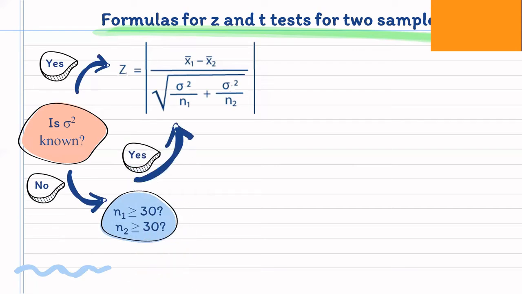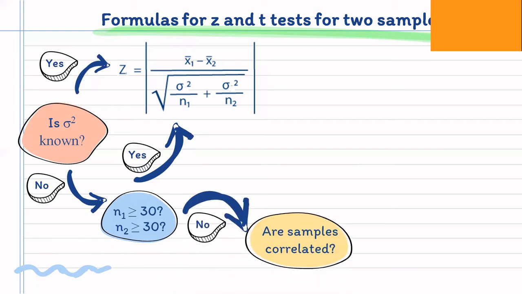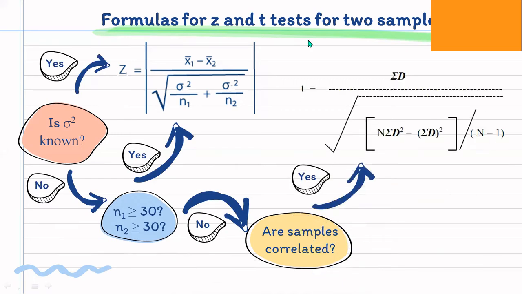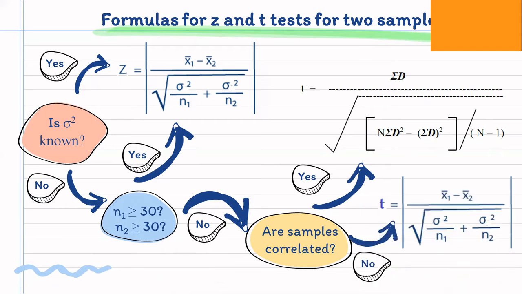But if they are not equal to or greater than 30, you have to know if the samples are correlated or paired or matched. Then if they are matched, we use this formula. If they are not, we use this formula instead. So we use these three formulas in finding the mean differences between two samples.